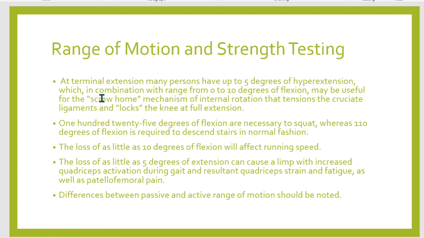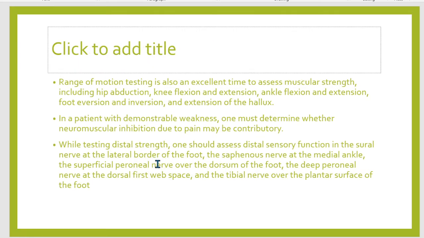So, ato nang bantayan. The loss of as little as 10 degrees of flexion will affect running speed. The loss of as little as 5 degrees of extension can cause a limp with increased quadriceps activation and later on quadriceps pain and fatigue and patellofemoral pain syndrome. Differences between passive and active range of motion should be noted. So when you get the ROM, you would also note the normal side. No?